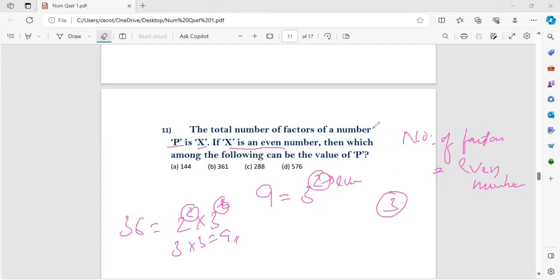So the number of factors for a perfect square number will always be an odd number, which means non-perfect square numbers will always have an even number of factors. Clear? So we need to identify the option which is a non-perfect square number. 144 is a perfect square, 361 is a perfect square, 576 is also a perfect square. 288 is the option which is not a perfect square, so the answer will be 288. No need to find the number of factors.